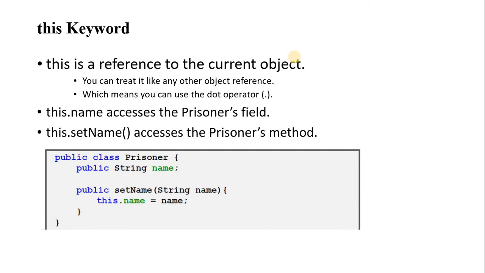This keyword. This is a keyword that refers to the current object. Any class variable that you declare can be accessed through this keyword, or this operator, we can say. It can be used with the dot operator, this dot, followed by whatever the field name or member variable is, and that is accessible. Also, through this we can call a method. Any method you write can be called through this as well.